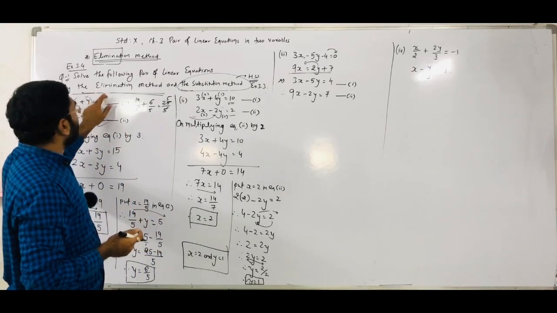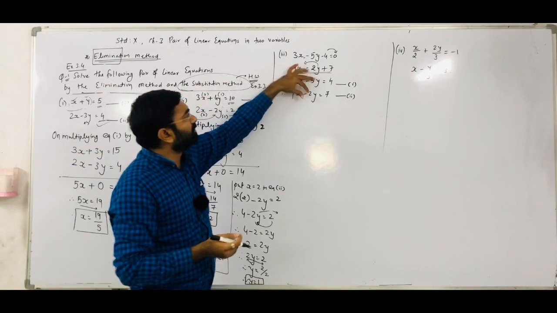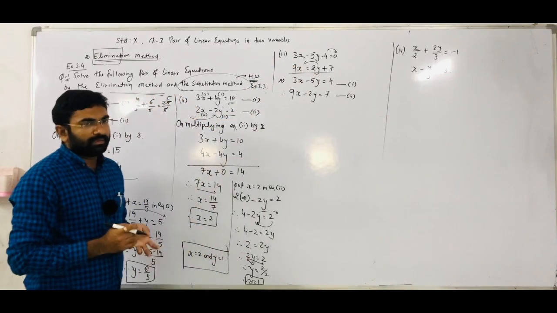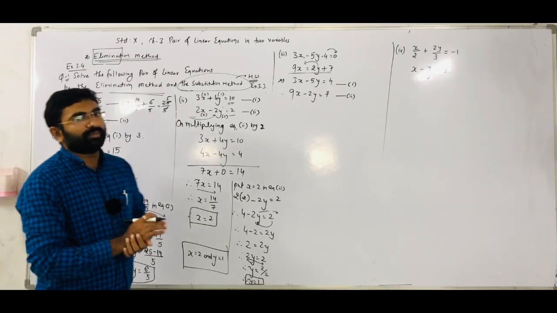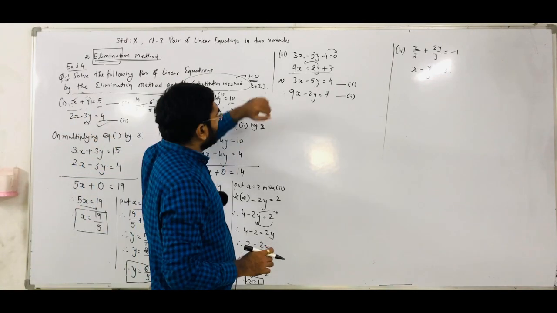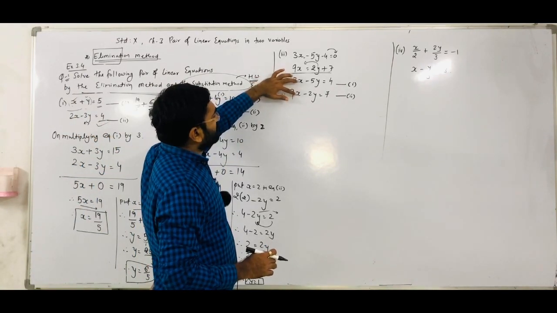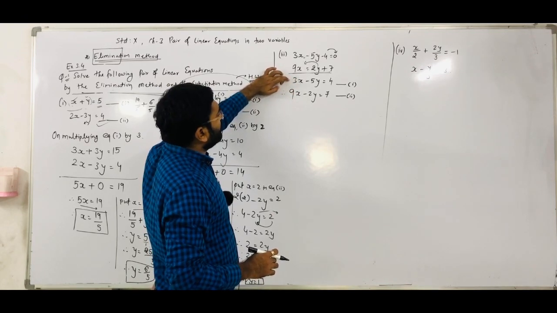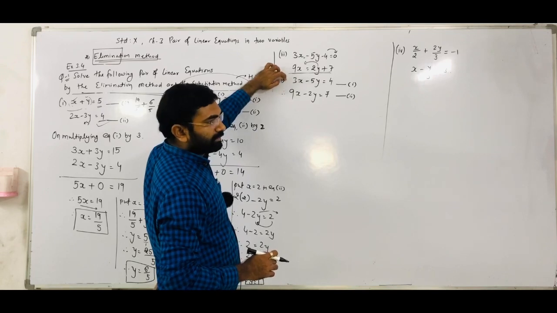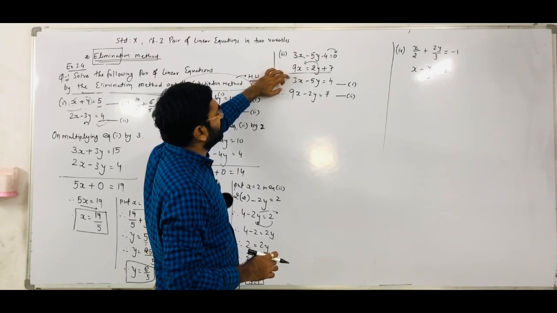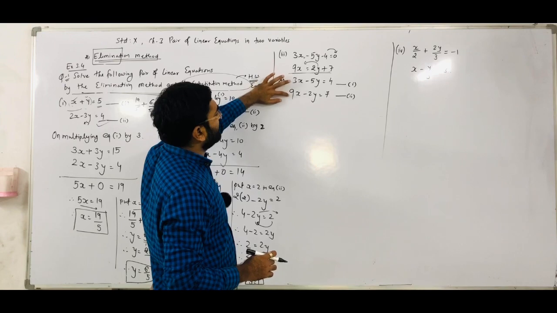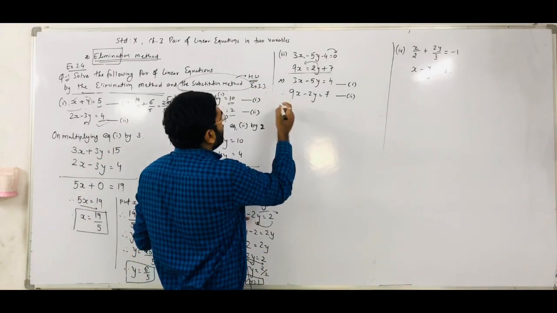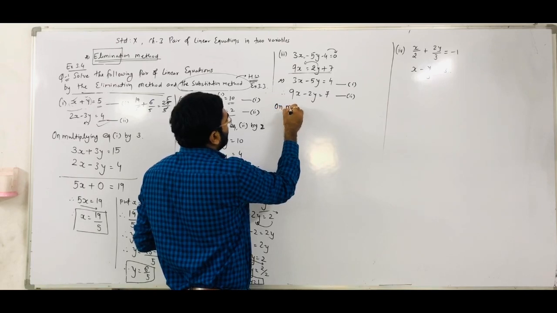Now you have to apply the elimination method. So for any one of the variables we have to make its coefficient equal. Right? So observe here. In the x coefficient here is 3, here is 9. So for making them the same, here we need to multiply by 3. Right? That equation we need to multiply by 3. So 3 3s are 9x and here is 9x. So that term becomes the same.